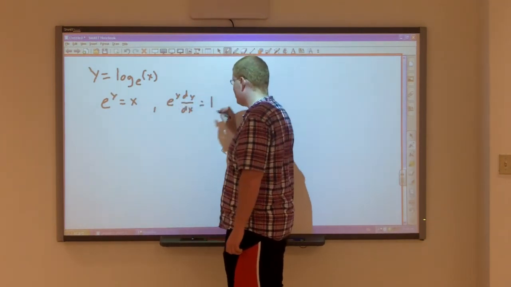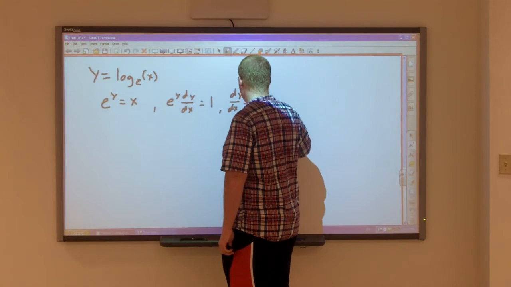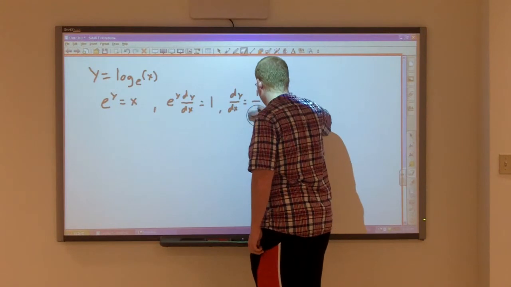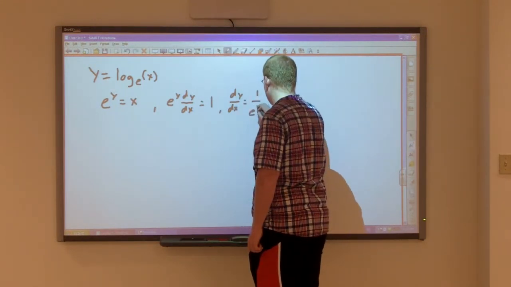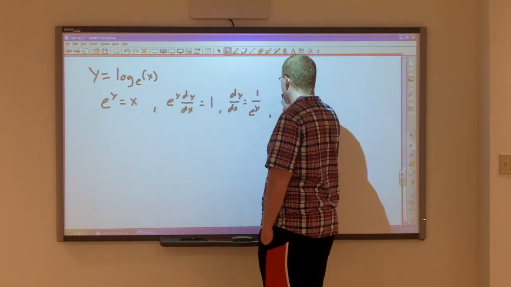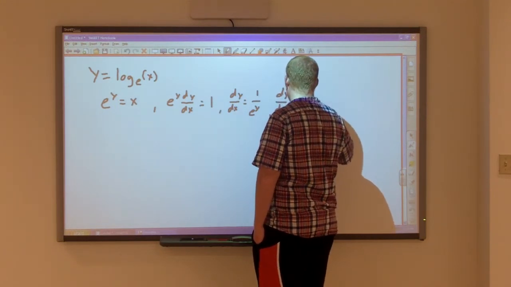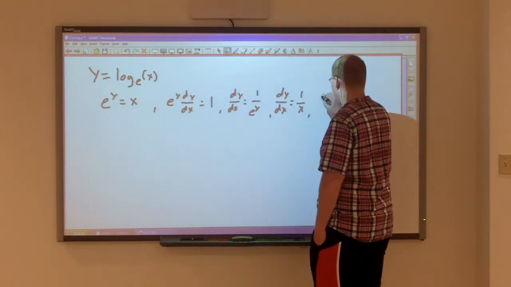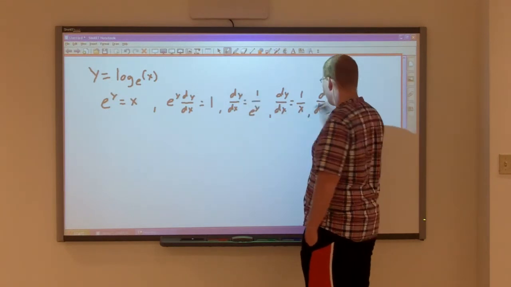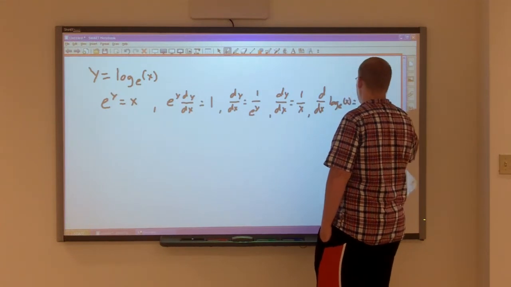So then we divide by e to the y, so we get dy/dx is equal to 1 over e to the y. Now we know that e to the y is equal to x, so we get that the derivative is simply equal to 1 over x. So the derivative of the log base e of x is equal to 1 over x.